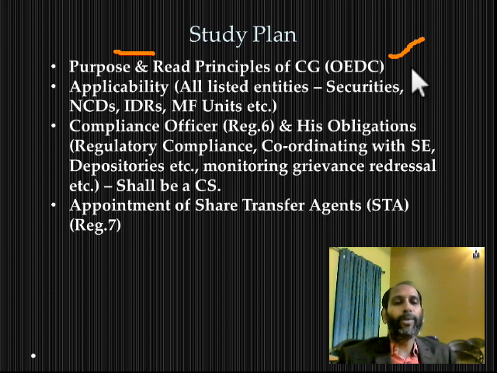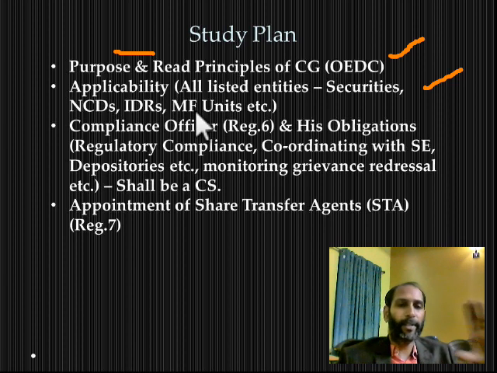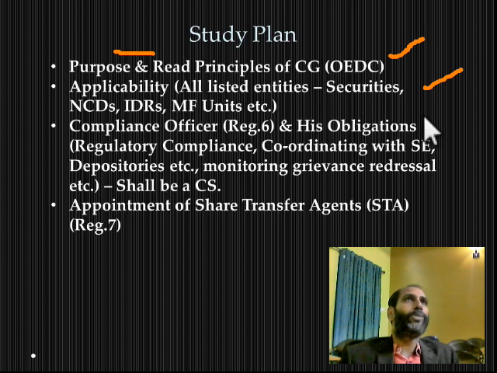Now, the second thing you have to study is the applicability of this regulation. If you study it, you will see that it is applicable to all listed entities for all issues of securities, like equity shares, preference shares, non-convertible debentures, Indian depository receipts, units of mutual funds, etc. There is a paragraph in the study material, or whichever material you prefer, where you have to study its applicability. Here each and every regulation is very important. So the basic two things are the purpose and principles of corporate governance, then the applicability of LODR regulations. Now you have to study chapter-wise.